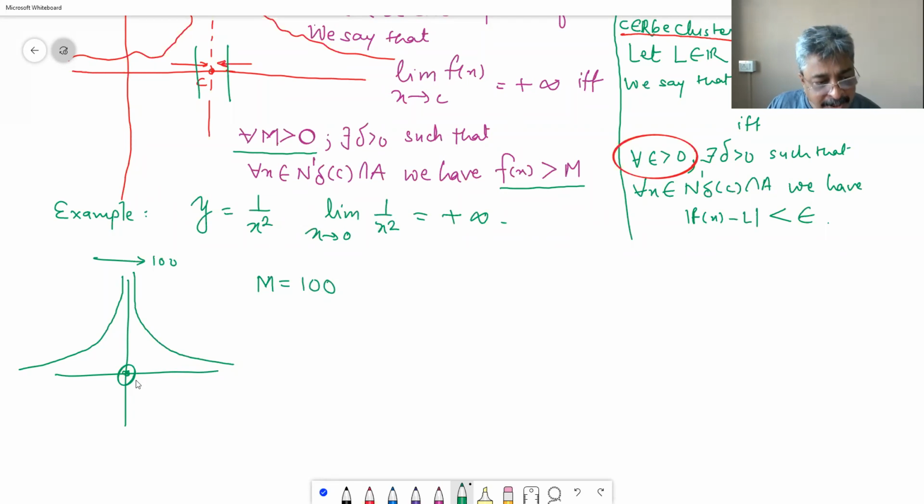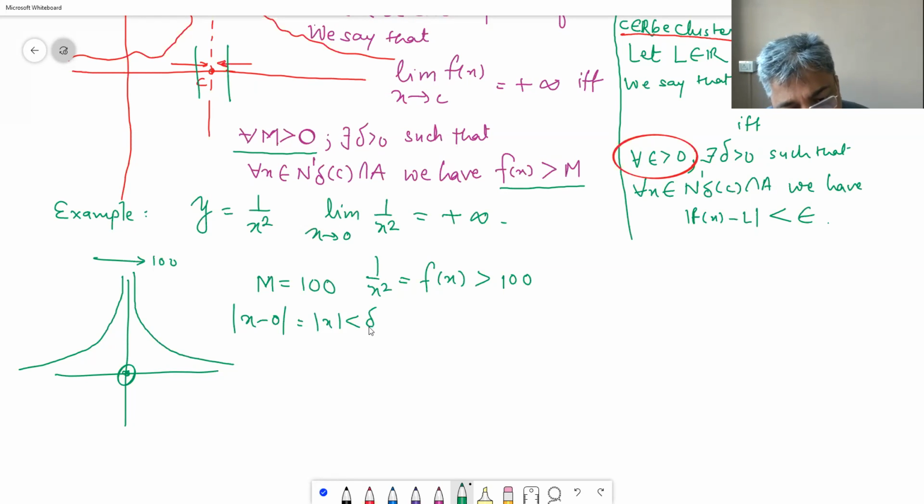So in what delta neighborhood should I stay if M is equal to 100 and f of x has to be greater than 100, where f of x is equal to 1 upon x square and my delta is x minus 0, that is equal to mod x? How much delta neighborhood should I be as far as 0 is concerned so that the value of the function is always greater than 100? That is what I have to calculate.